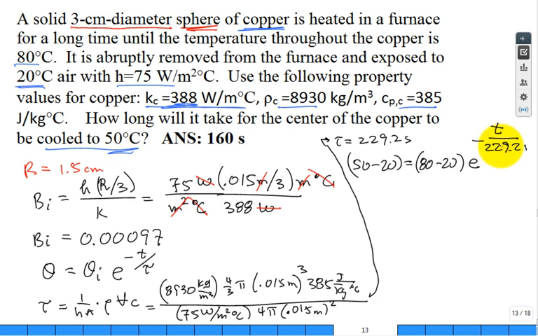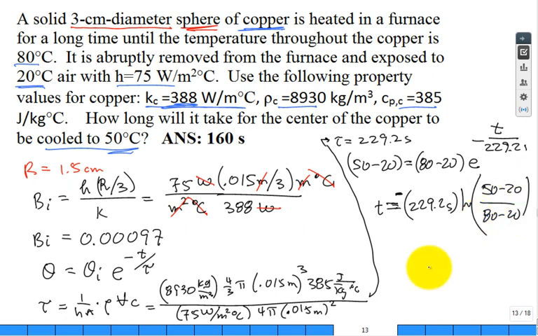Just bring it over, exponentiate both sides, don't forget the negative sign. And so t will be 229.2 seconds with the minus sign, natural log of 50 minus 20 divided by 80 minus 20. And so the time comes in at around 160 seconds.